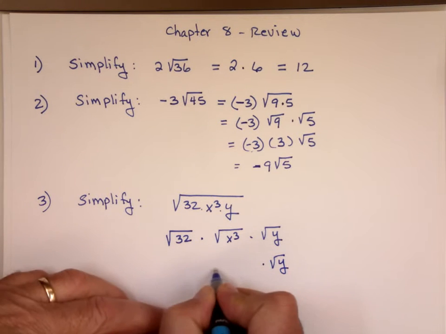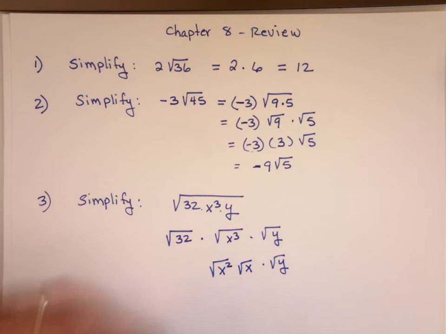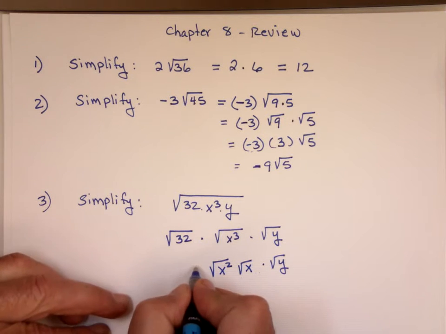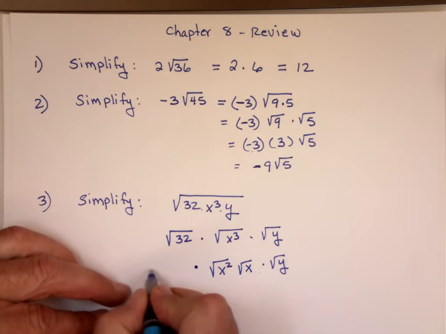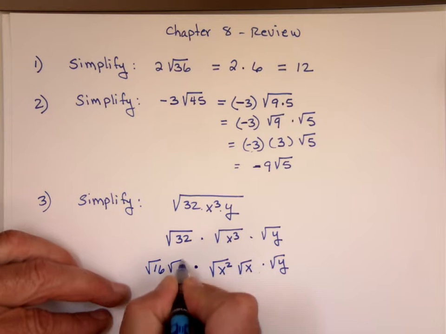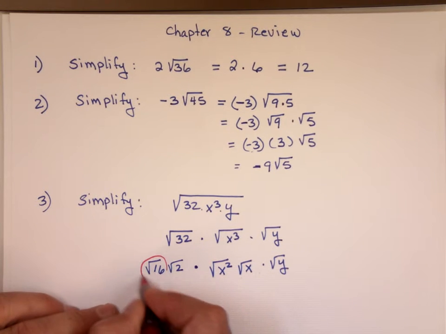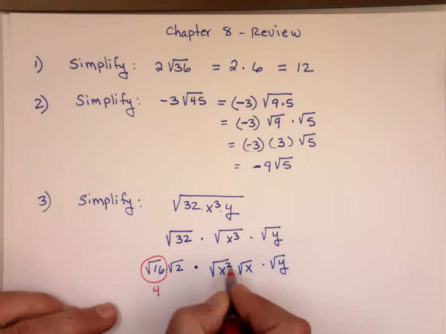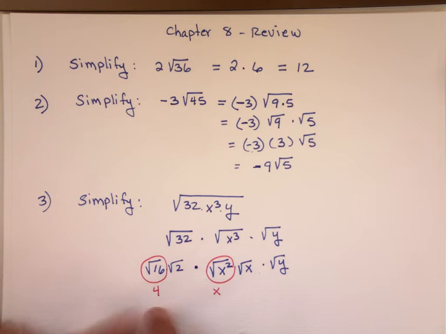So what I might be able to do, write that as x squared times x. Because when you multiply, you add your exponents. 2 and 1, that's a 3. And the 32, I can write that 16 times 2. Now the answer to this is what? The answer to this is 4. The answer to this, you take the power and divide it by 2, that's x. So I can take these two answers, 4 times x, which is what? 4x.